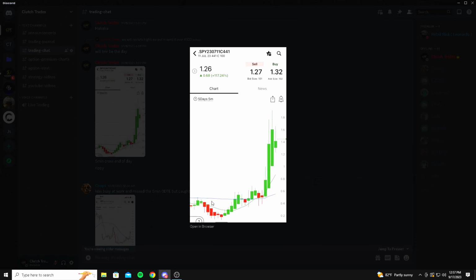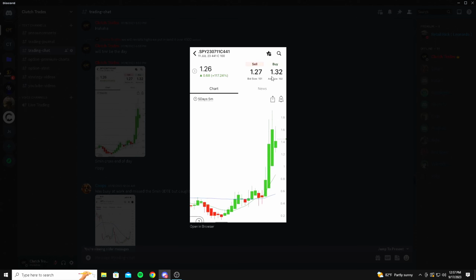So the 10 SMA, green line, crosses above the 50 SMA, blue line, on 0 DT contracts. This is after the 445 calls crossed. So the market's bullish, you take the cross and then look at that, boom, nice move up. If you entered on the cross, you're probably up at least 100% right here.